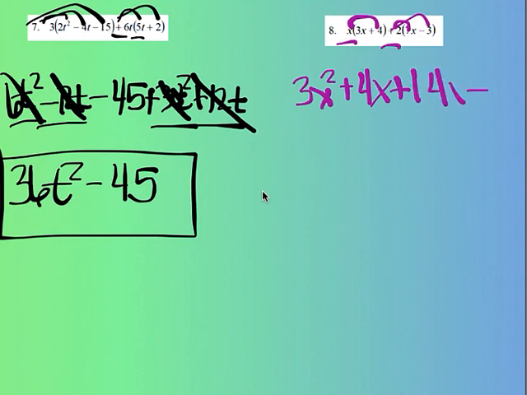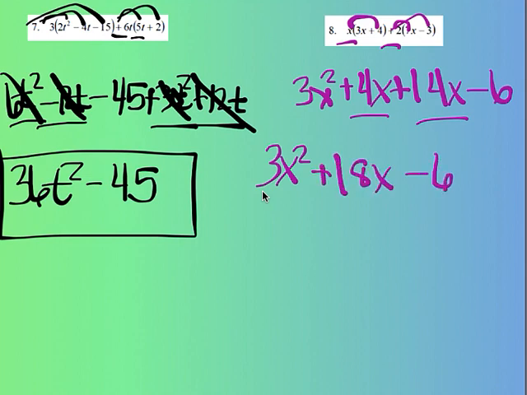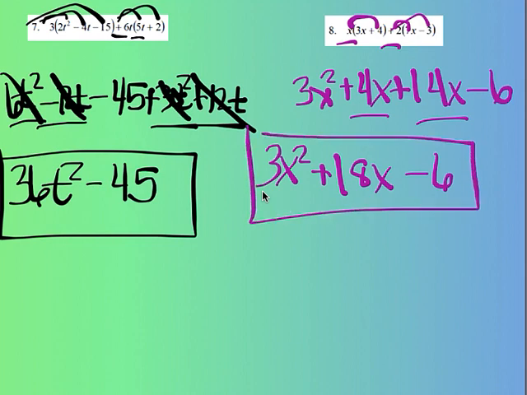2 times 7x is going to give me 14x. And 2 times a negative 3 is going to give me negative 6. Again, only multiplying into the parenthesis that follows. So then I'm going to have 3x squared, and then 4x plus 14x is going to give me 18x. And then I'm going to have a minus 6, okay? So that's your final answer for number 8.